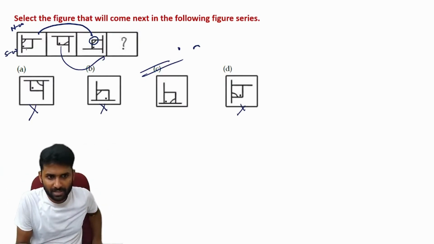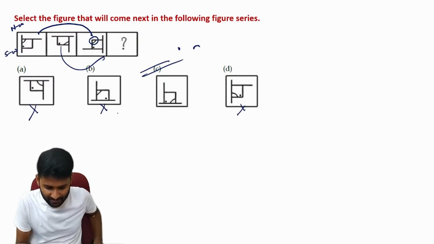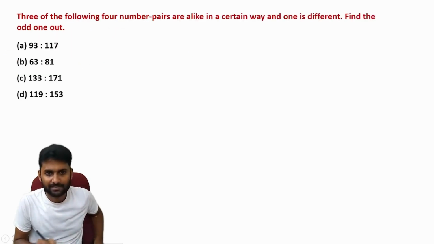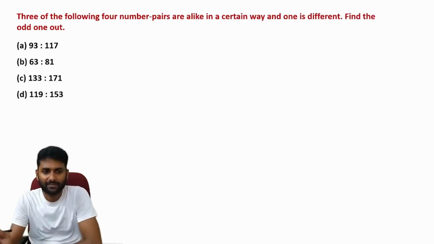See, the location of the curve arrow and the dot is similar in the first and third. So apply the same relation for 2 and 4, and you will get the answer. Next, find the different one.